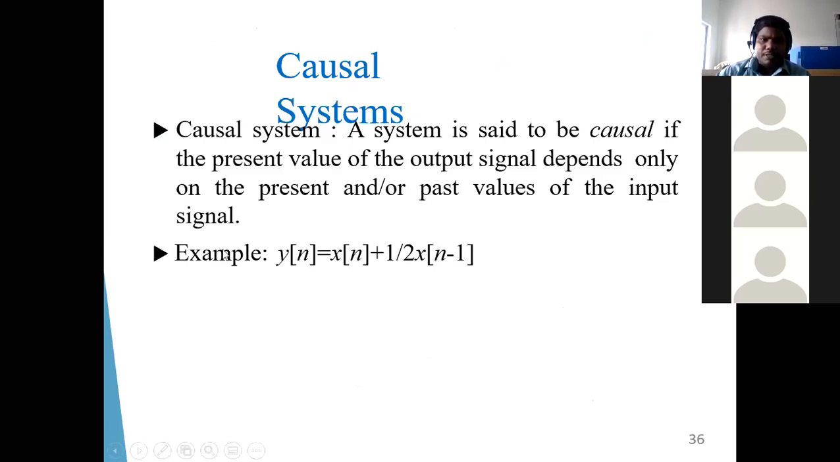So it is one of the best examples for the mathematical expression y of n equals x of n plus 1 by 2 x of n minus 1. This is the present value, this is the past value. Therefore the following equation satisfies the condition of a causal system.